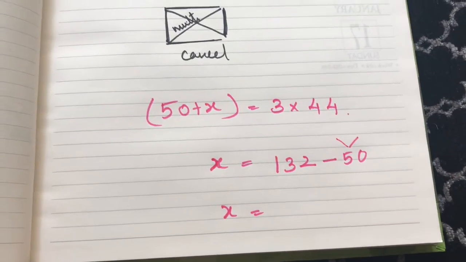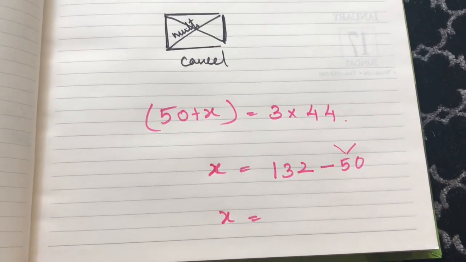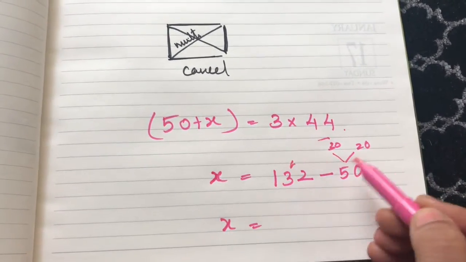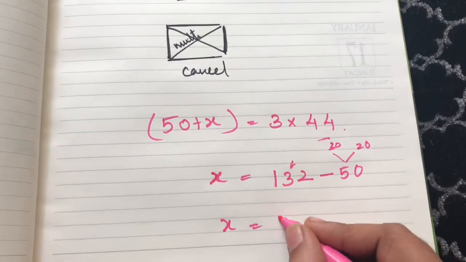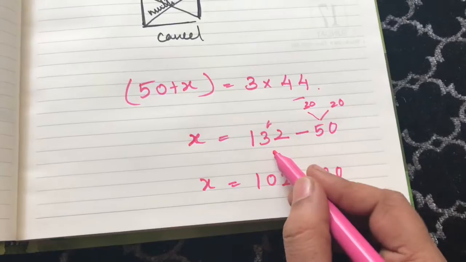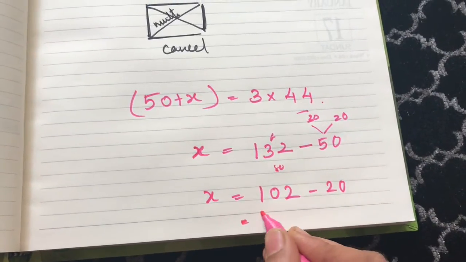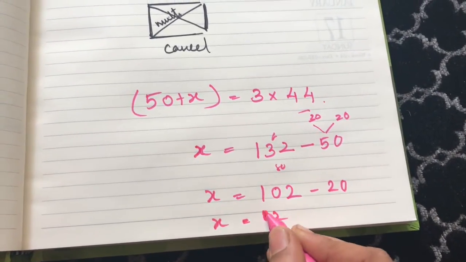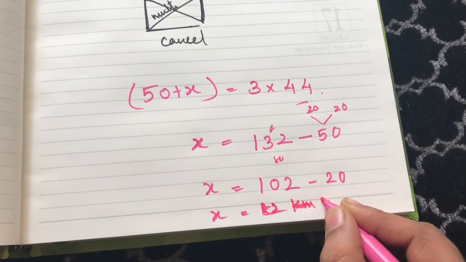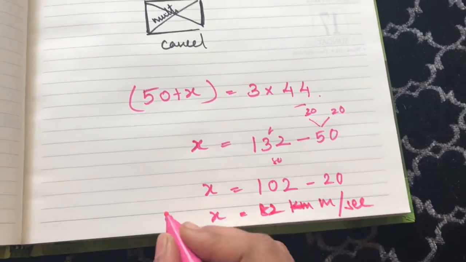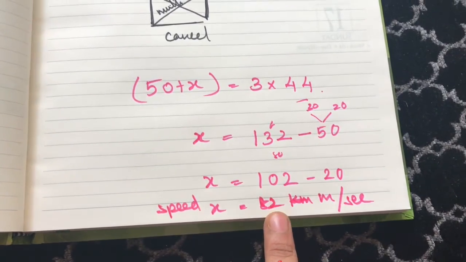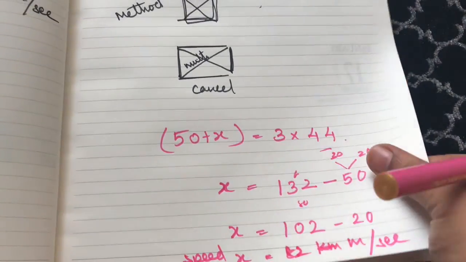You don't need to subtract and do all these things. Just separate 30 and 20, right? So the 30 will go here, so it will cancel and it will give 102 minus 20. So 100 minus 20 is 80, 80 plus 2, 82. X will be 82 meter per second. This is the speed, right? Speed of second train will be 82 meter per second.